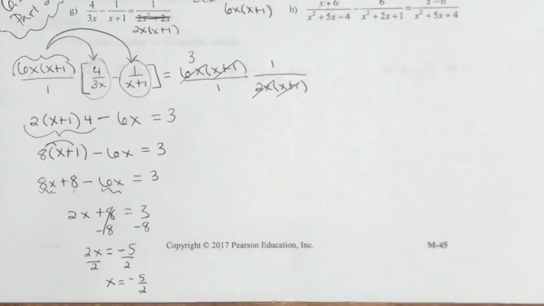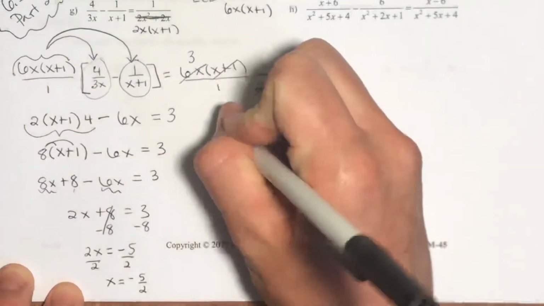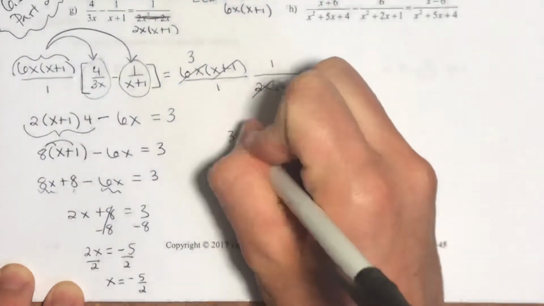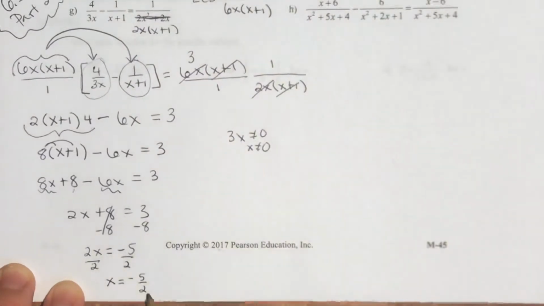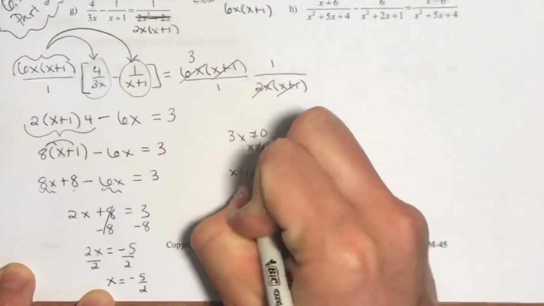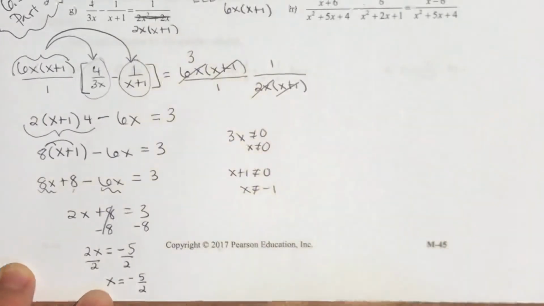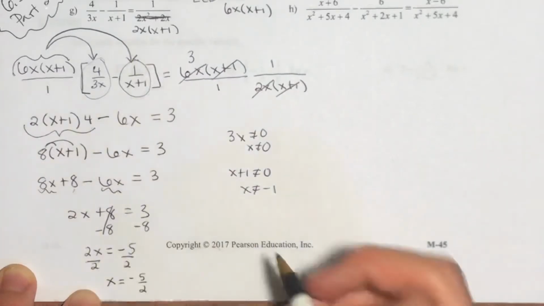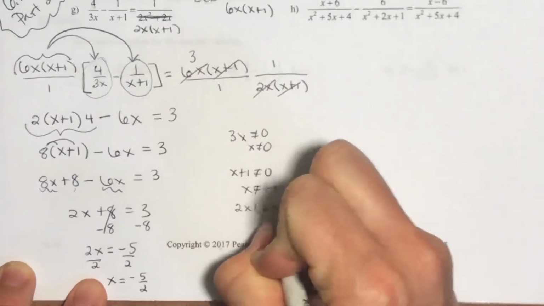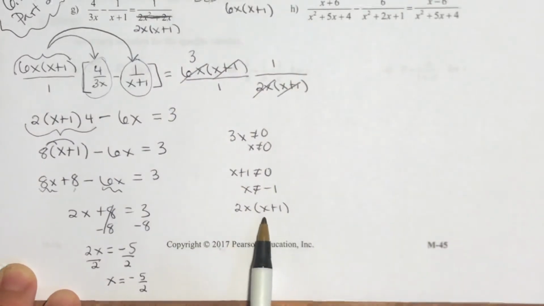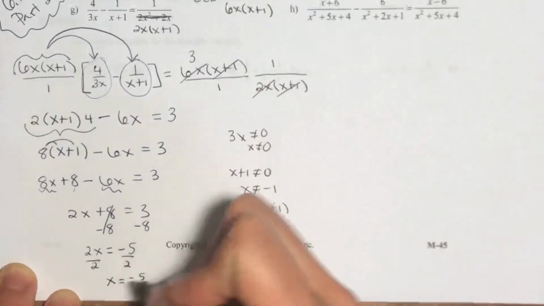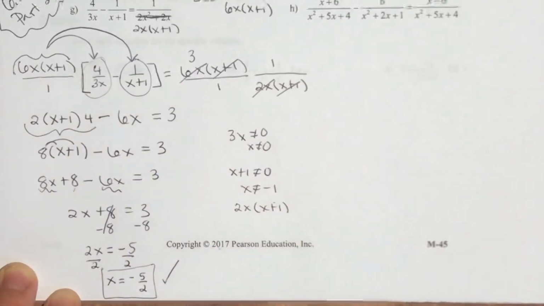Remember, we have to check our proposed solutions. So we check with the original denominators. 3x can't equal 0, so that means x can't equal 0. They're different, so it checks with the first denominator. The second denominator, x plus 1 can't equal 0, so x can't equal -1. They're different, so it checked there. And in the third denominator, 2x times x plus 1, x can't equal 0 or x can't equal -1. It's just a repeat, so this checks, and it's good. It works out.